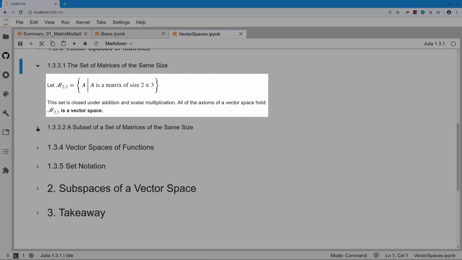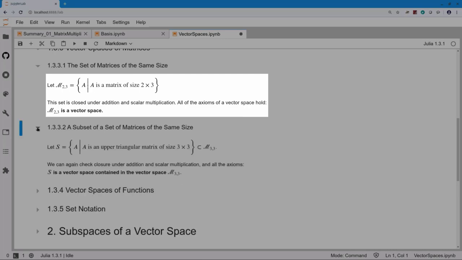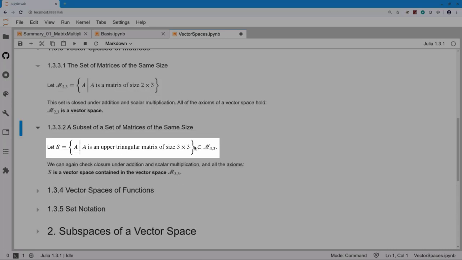For my next example, I want to look at a subset of such matrices. So this time around, I'm in M 3x3, so 3x3 matrices, but I'm going to place a restriction on those matrices. They have to be upper triangular.